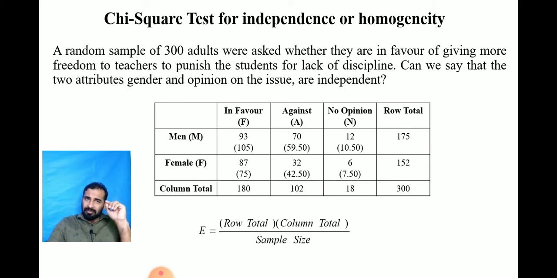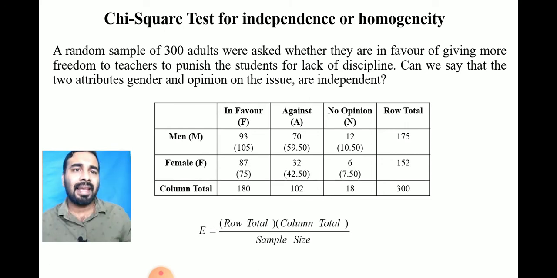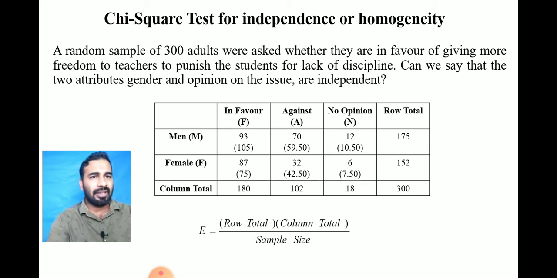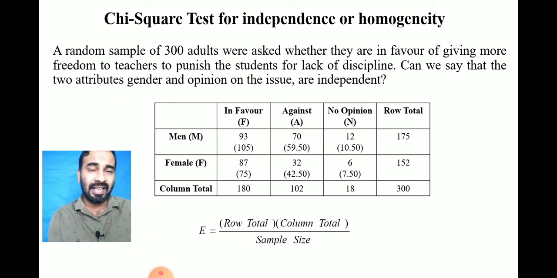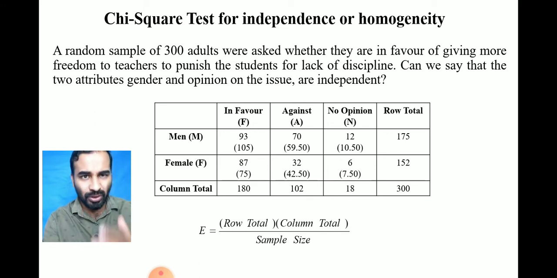Here we have got the data from 300 people. Among these 300 people, 93 were men and they were in favor of this idea. 70 people were men but they are against this idea, and 12 also were men but they don't have any opinion. Similarly there were 87 females in favor, 32 females against, and 6 females with no opinion. So there are 175 males and 152 females. Then a total of 180 people opined that punishing the students is good, 1 or 2 people opined that punishing students is bad, and 80 people don't have any opinion.